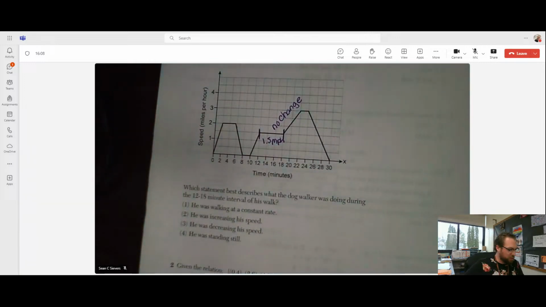So taking a look at our answer choices, we have he was walking at a constant rate, he was increasing his speed, he was decreasing his speed, or he was standing still. So I'm going to drop a poll in the chat, and I'm going to ask you guys to please take your best guess at what you think the answer is going to be. So A would be 1, B would be 2, C would be 3, and 4 would be D.